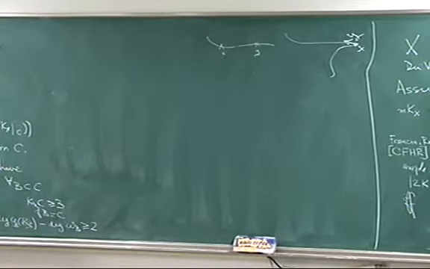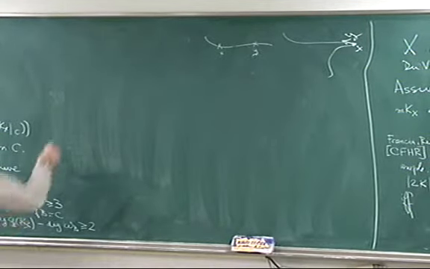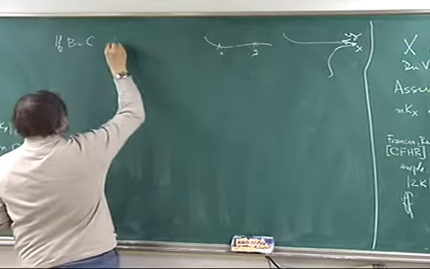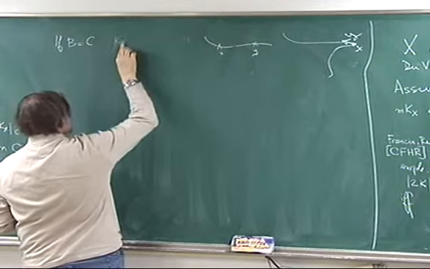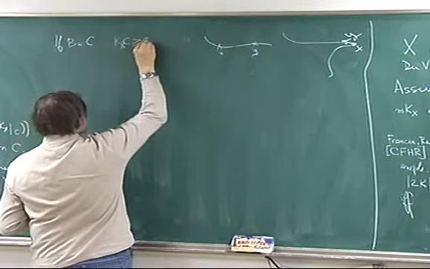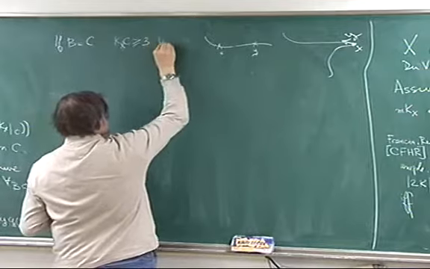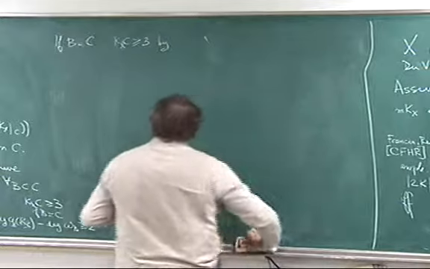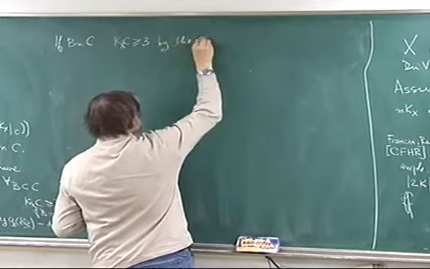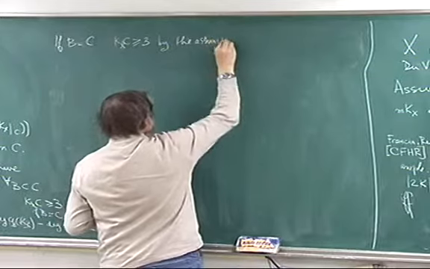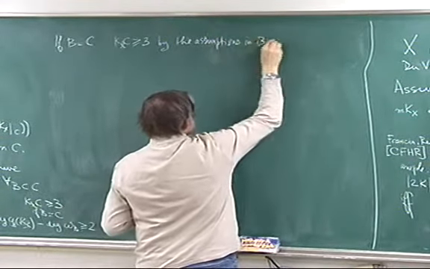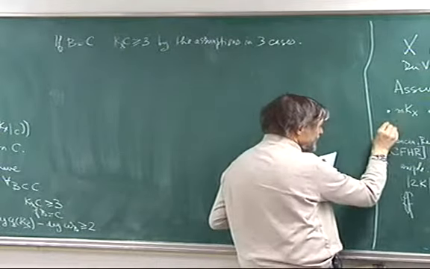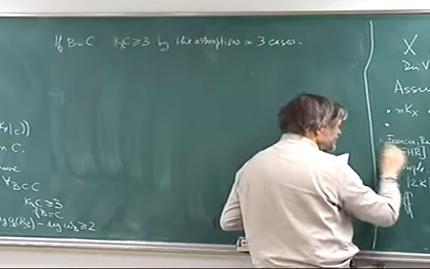So the point is just that if B equals C, I get this kX times C is greater than or equal to 3. This is by the assumptions in the 3 cases. In these, what I mean is these 3 cases.